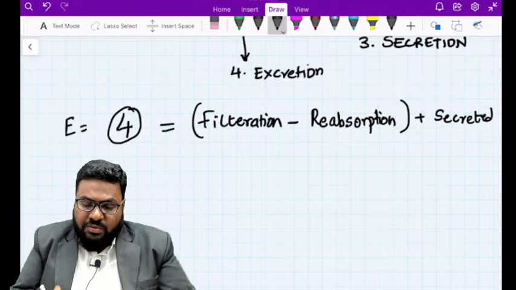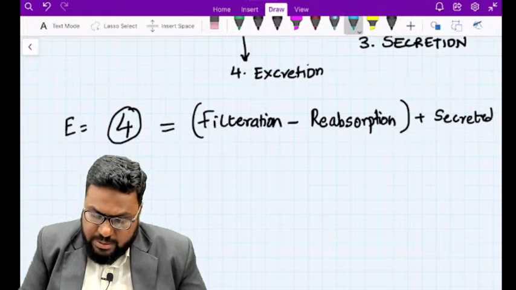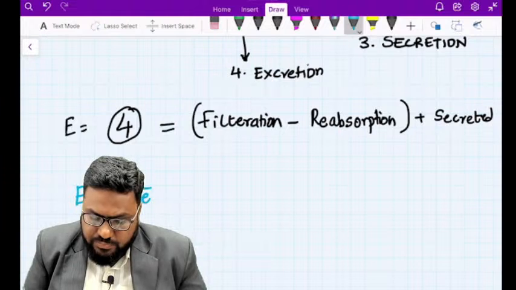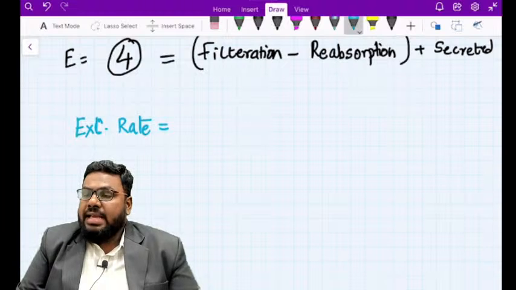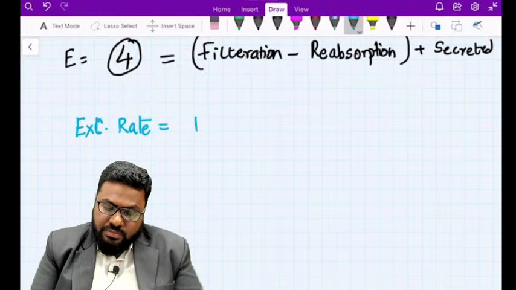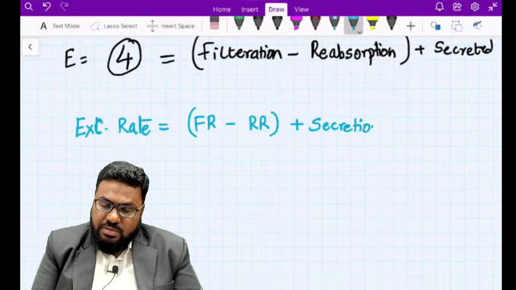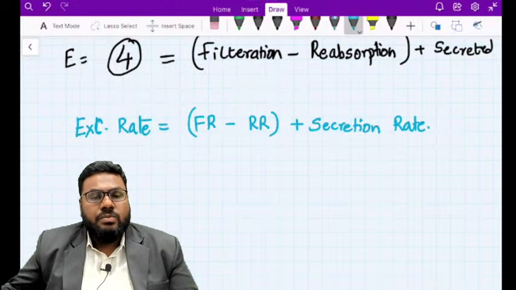If you add on to this, if you talk about the excretion rate, the excretion rate is equal to the filtration rate minus the reabsorption rate plus the rate of secretion. Got it?